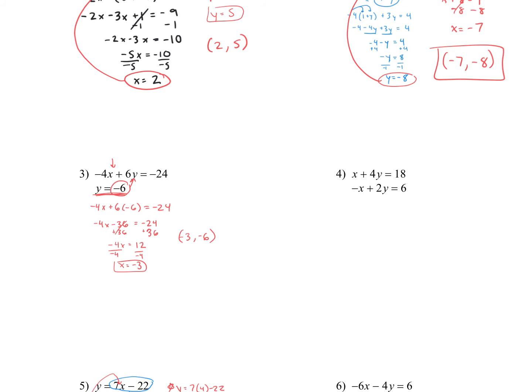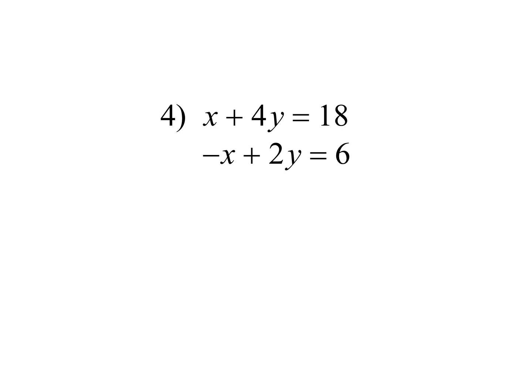All right, let's look at number 4. For number 4, again, I want to isolate one of my variables. So which one and which equation? What I would pick is to isolate this x in the first one, because it's already all by itself. There's no negative in front of it, no number in front of it. So I would just have to subtract 4y on both sides. So it's kind of less work to do that. So I have x is equal to negative 4y plus 18.